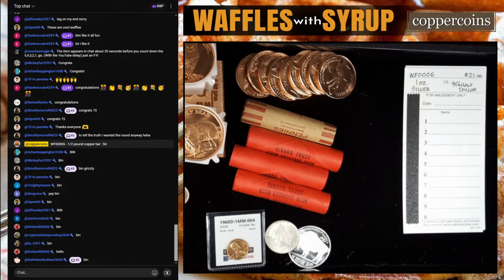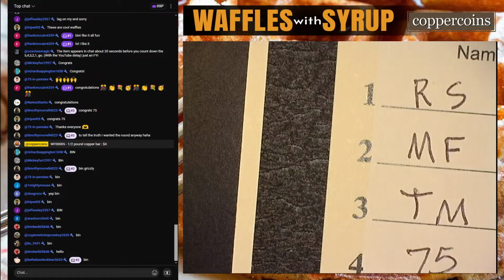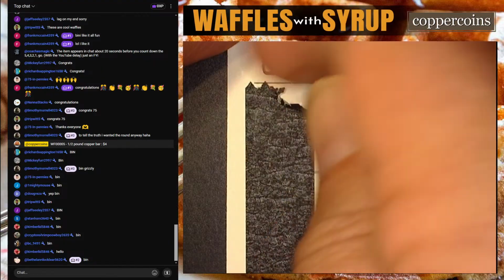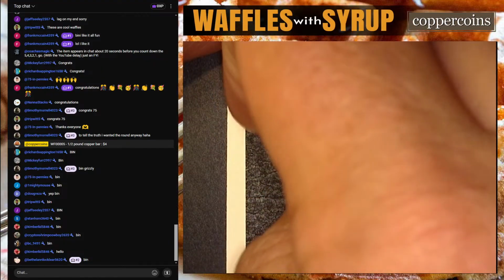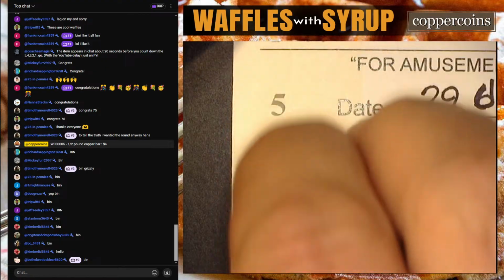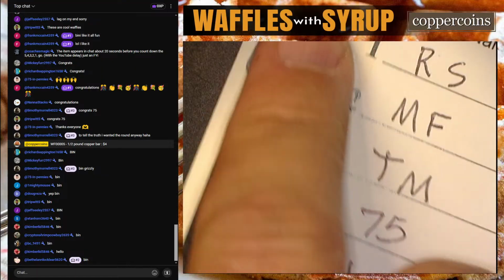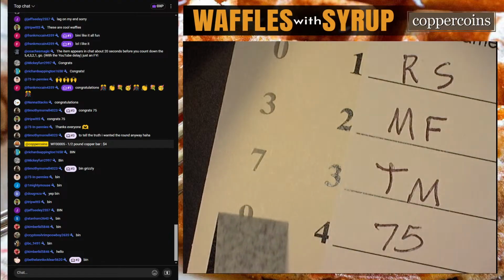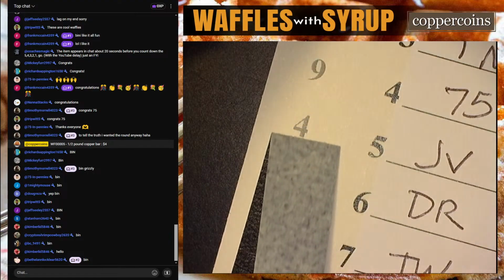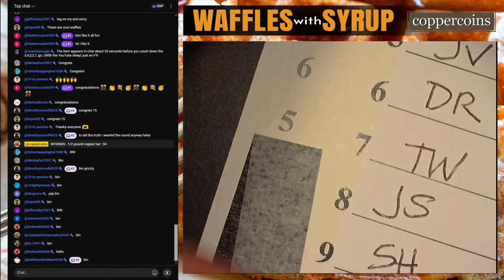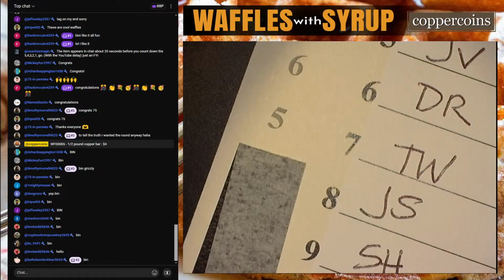Swap over to the reveal camera. And let's see what we're looking for. We are seeking in the left column the number 5. Number 5, let's see who gets it. Not Richard, not Mickey, not Tim, not 75, not James, not Doug. There we go. Tripwit gets this one. Tripwit gets the half pound of copper.